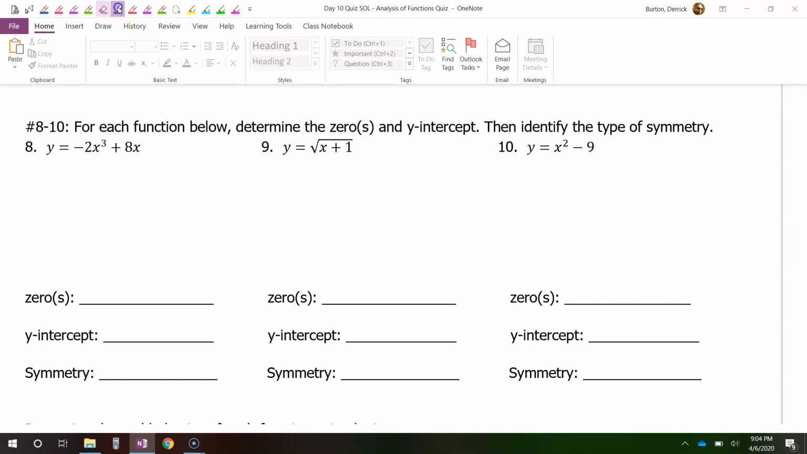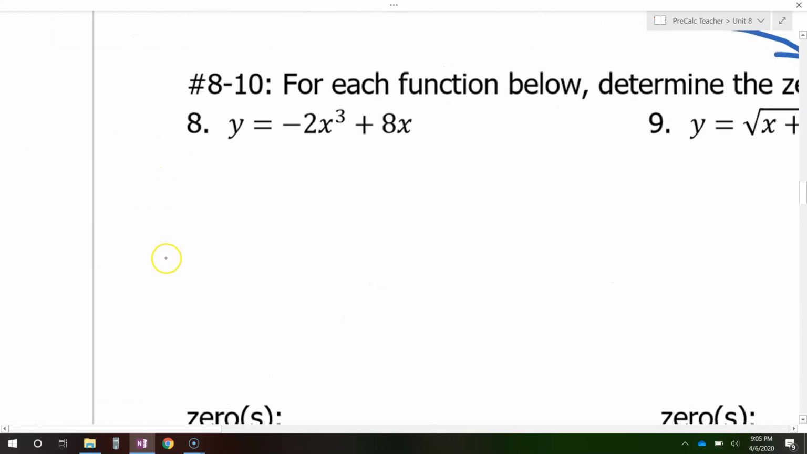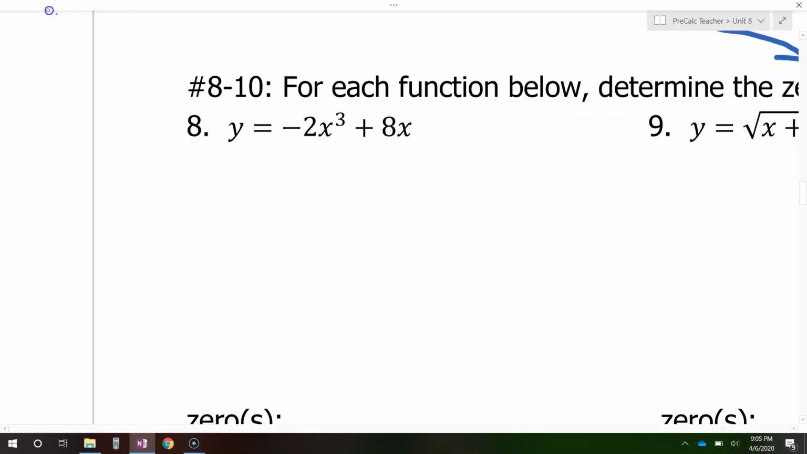Okay, so if you want to find the x-intercept, you let y equal 0. If you want to find the y-intercept, guess what? You let x equal 0. So that's what we're going to do. If I let y equal 0 and solve for the first problem, that would look like this.